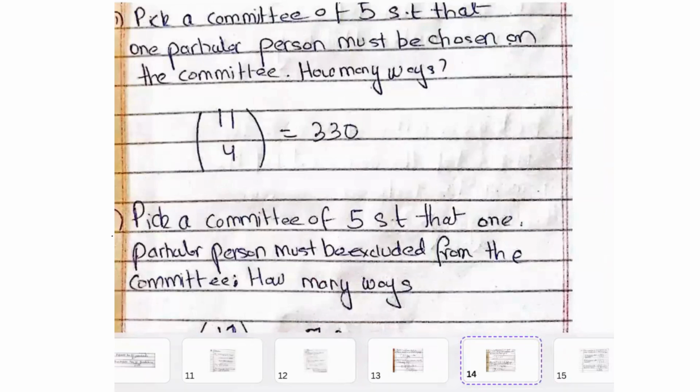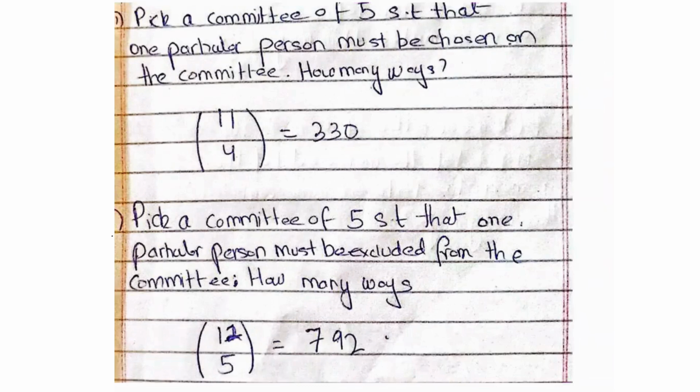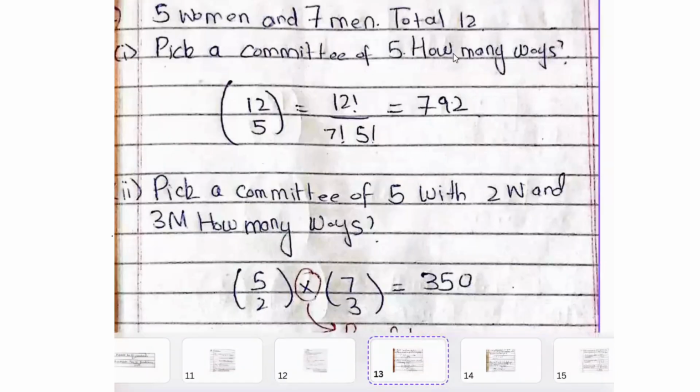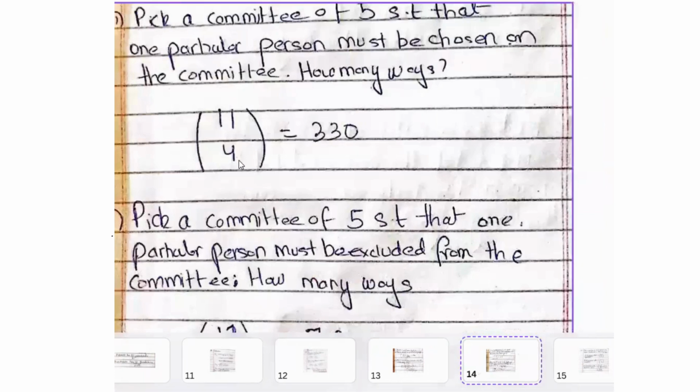So let's look at another part of this. Now we want to still pick a committee of 5 such that one particular person must be chosen on the committee. So total individuals are 12. One particular person is already chosen on the committee. So if we're choosing a committee of 5, that means that out of the remaining 11, we just need to choose 4. So it's 11 choose 4, because one particular person must be chosen on the committee. Out of the 12, now you have 11 individuals, of which you just need to choose 4.